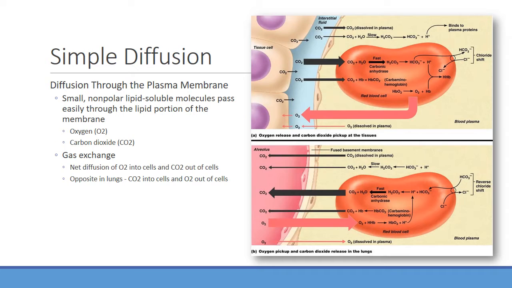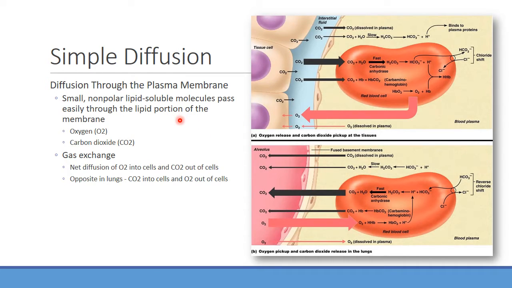Okay, some of the places where simple diffusion is very useful is going to be within the actual red blood cells and how they transport gases within the body. So if you're looking at this top picture, this is going to be blood cells going out to the peripheral tissues, and in the bottom picture is where it's picking up oxygen over in the alveoli within the lungs.